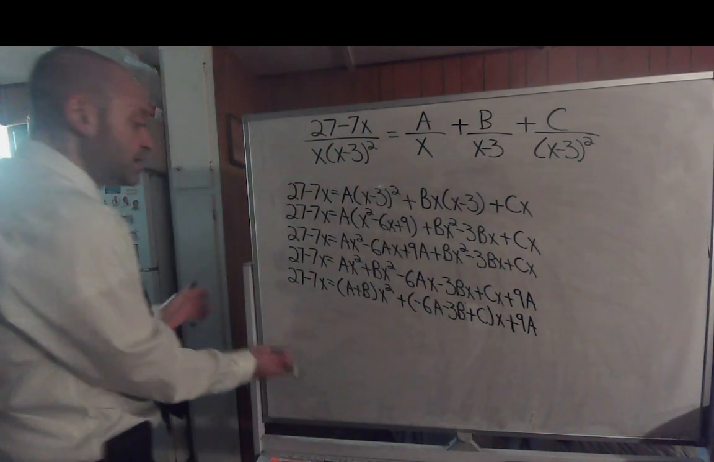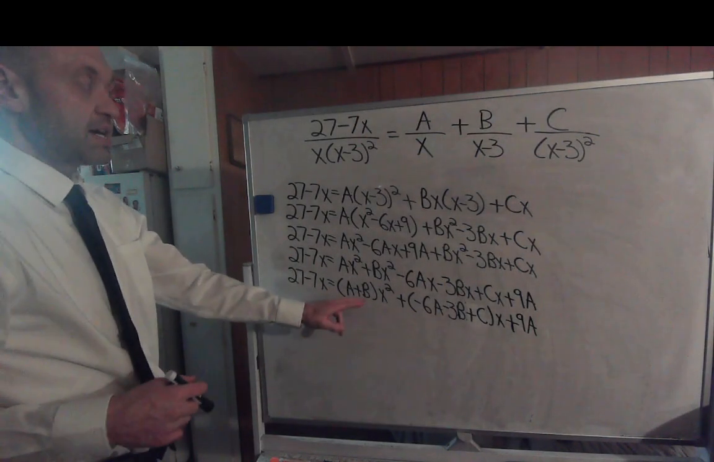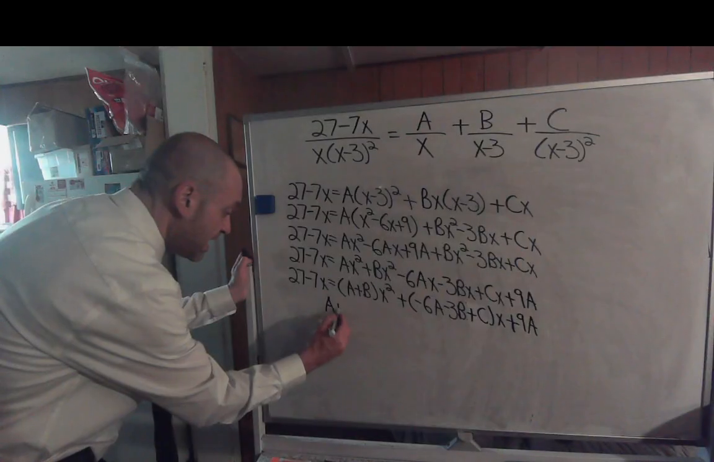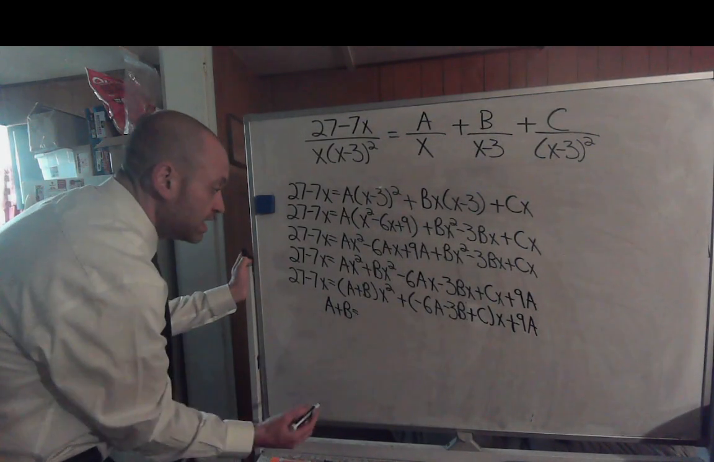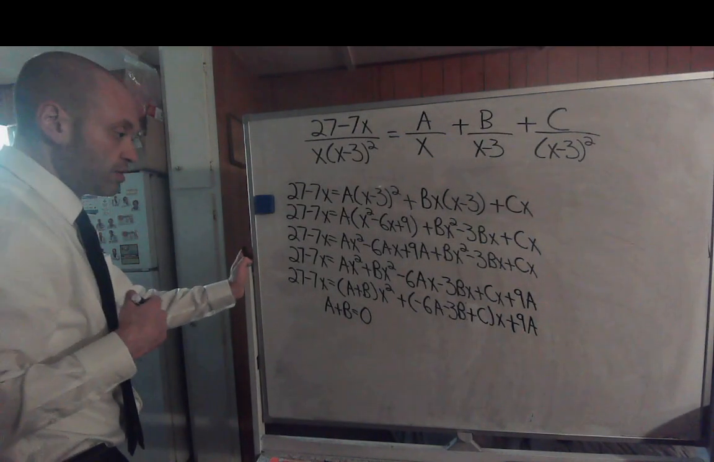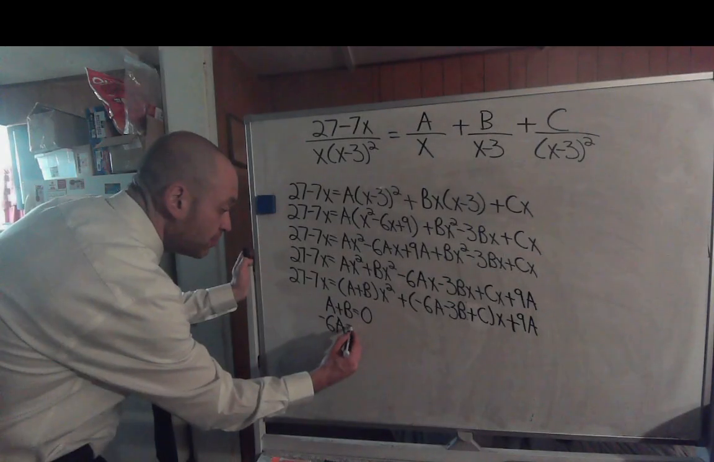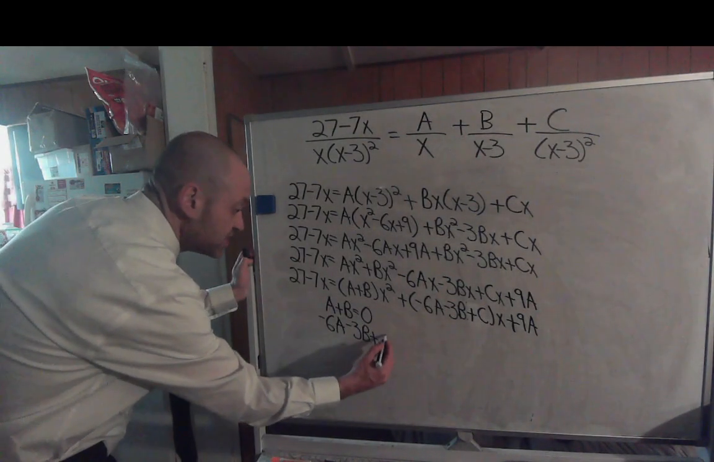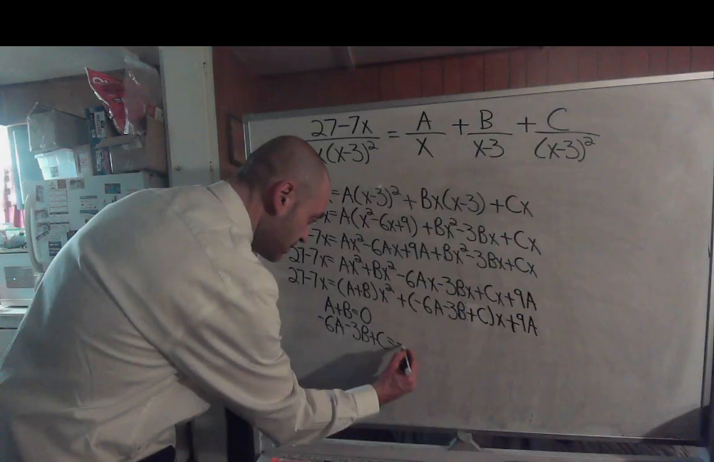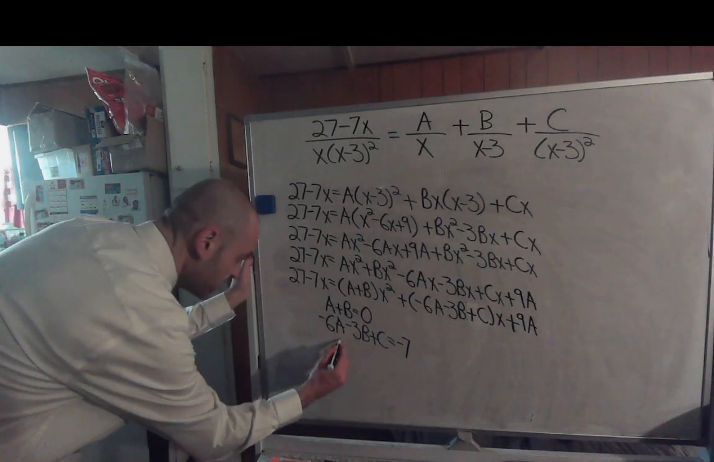All right. So the left side should equal the right. So a plus b would be your coefficient on the x squared term, which there isn't one. So that simply is going to mean that a plus b is going to equal 0. And then you are going to have that negative 6a minus 3b plus c equals the coefficient of your x to the first term, which is negative 7. And then that 9a should equal your constant term, which is 27.